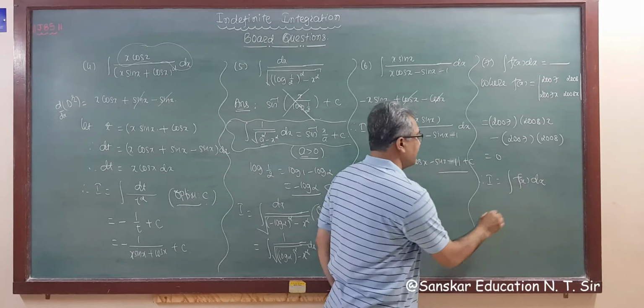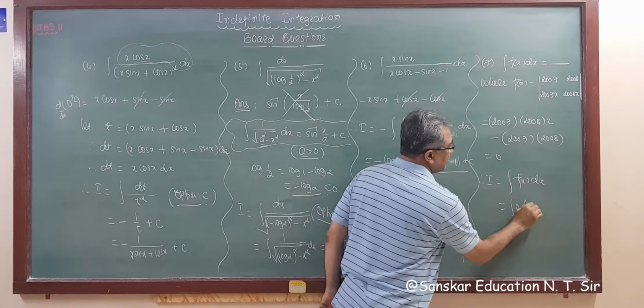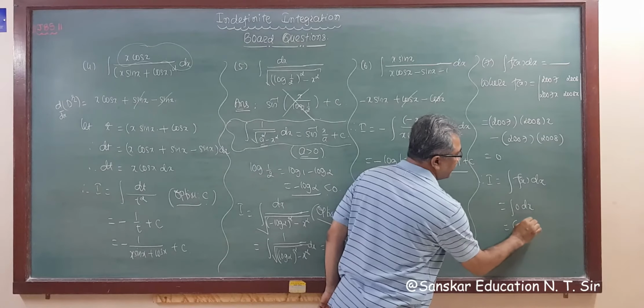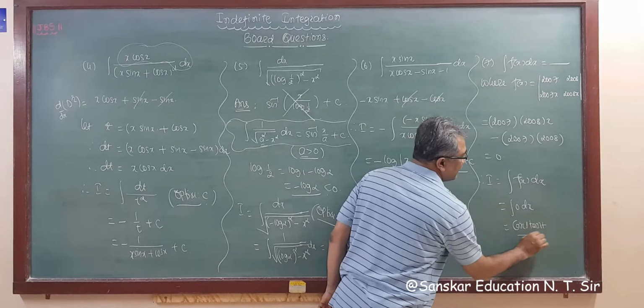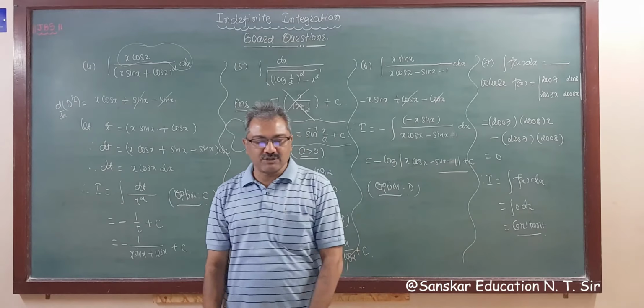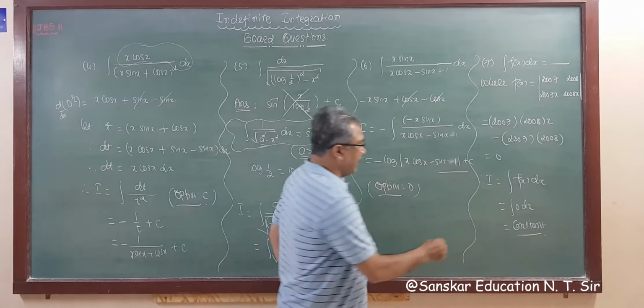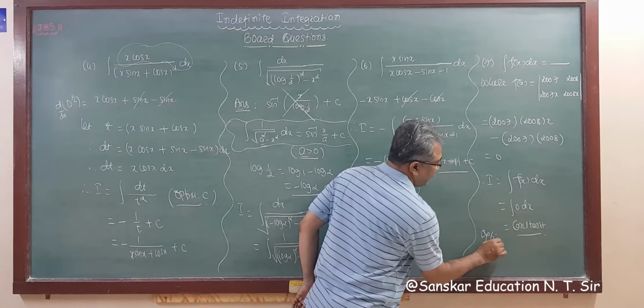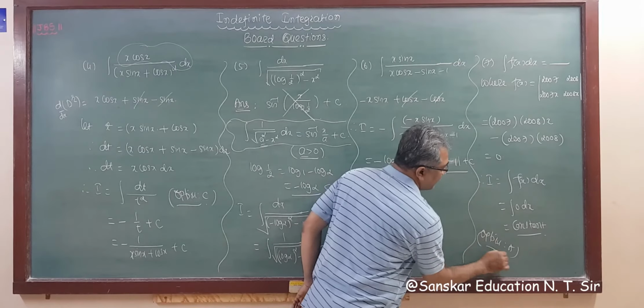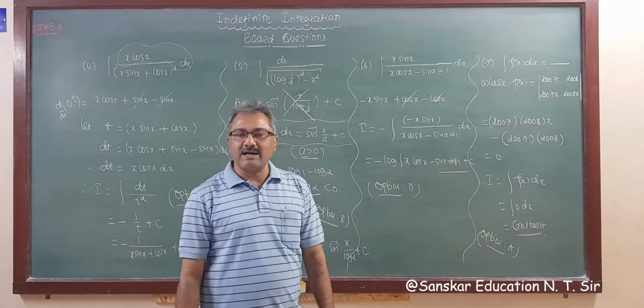So therefore I is equal to integration of f(x) dx, that is integration of 0 dx, which is always a constant. Remember, this is always constant. So the answer is constant. That is option A, your correct answer, right? So option A is the correct answer.